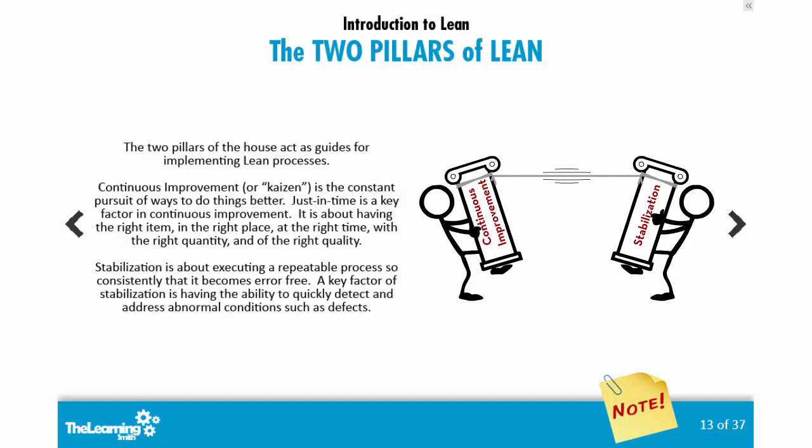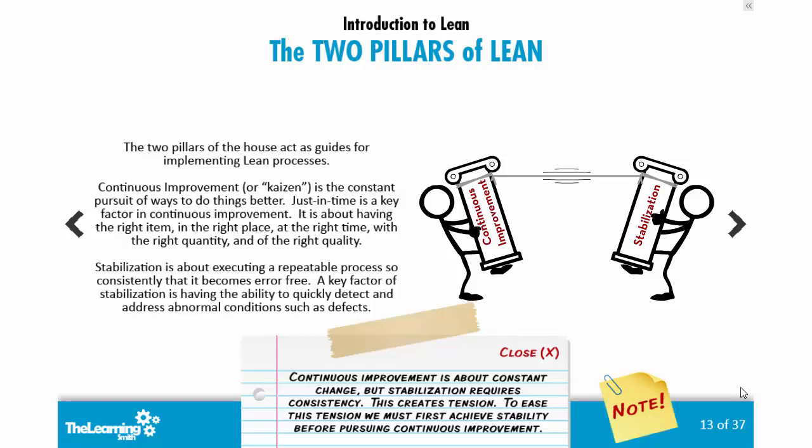A key factor of stabilization is having the ability to quickly detect and address abnormal conditions, such as defects. Continuous improvement is about constant change, but stabilization requires consistency. This creates tension. To ease this tension, we must first achieve stability before pursuing continuous improvement.